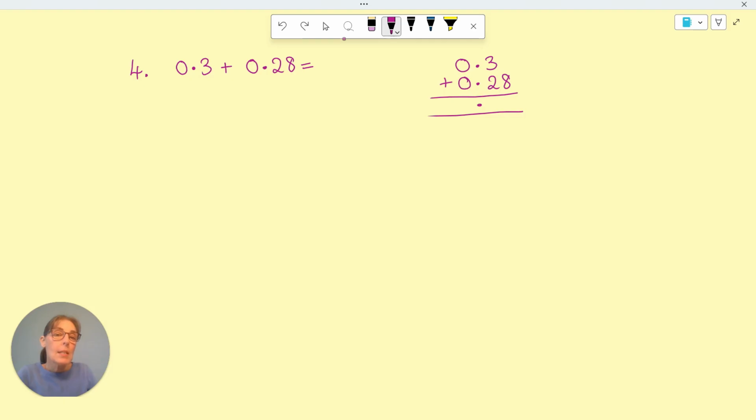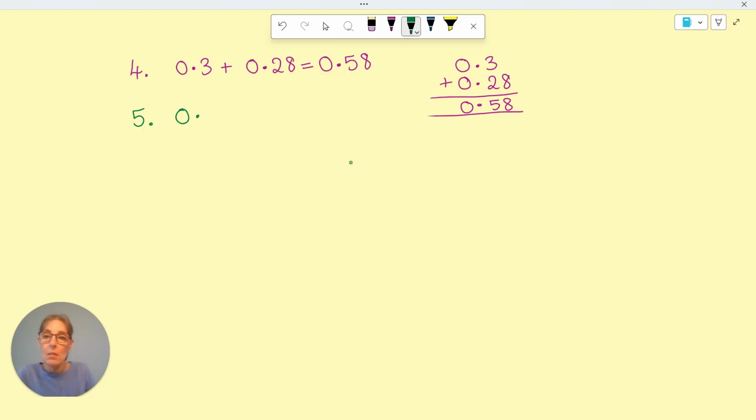There's a pretend 0 there and 8, so there's 8. 3 plus 2 is 5. 0 plus 0 is 0. So the answer there is 0.58.